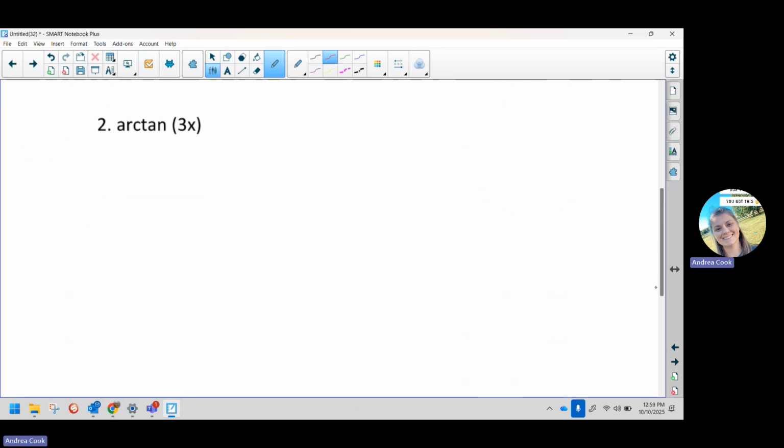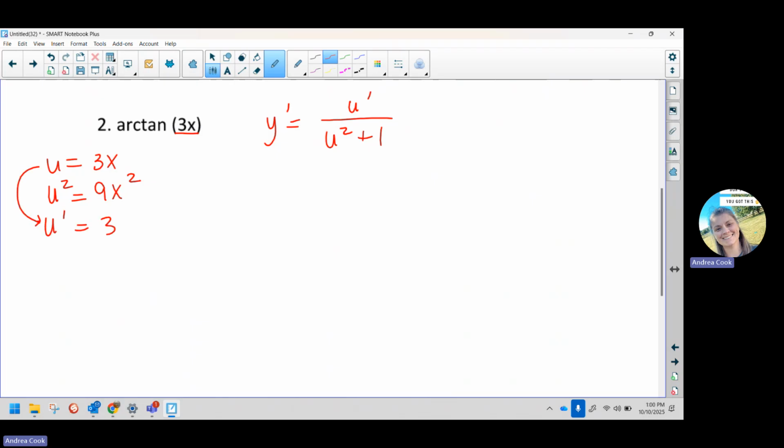All right, tangent. So again, I'm going to write the derivative of arc tangent is u prime over u squared plus 1. It doesn't matter which order because you're adding. So off to the side, my u is 3x, which means u squared is 9x squared. You have to square both terms. And then u prime is the derivative of u, which is just 3. And then we plug in.